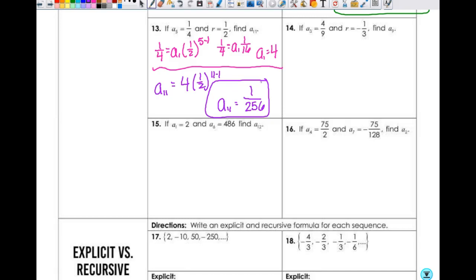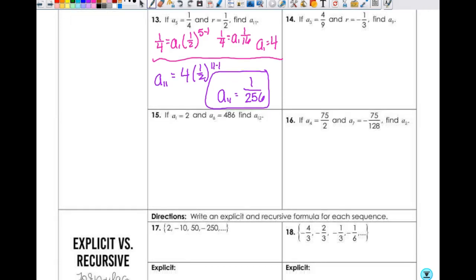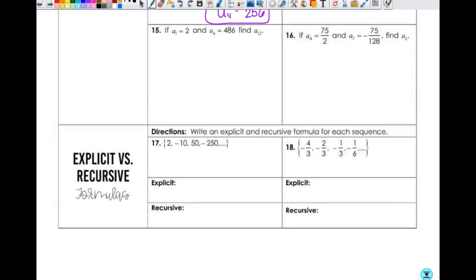All right, what questions do you have? We good? All right, let's look at 15. 15 gives me A1, gives me A6. I need A12. What do I not have that I need? R, but I have enough information to find it. So I'm going to use these two to find R.